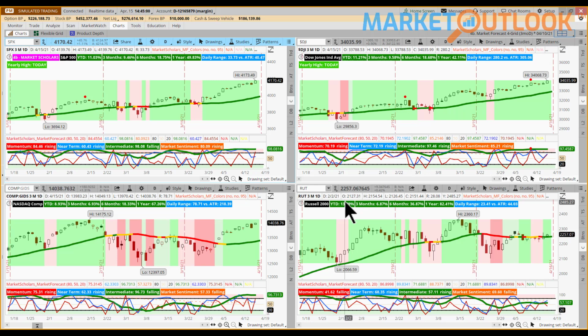Anyway, on this particular chart, you can see that we've got a 4-grid here, and a reminder that the background colors of the charts will tell us whether we've got a bullish or bearish posture according to the market forecast intermediate line. And so that intermediate line is the green line you see down below each of these 4 charts.